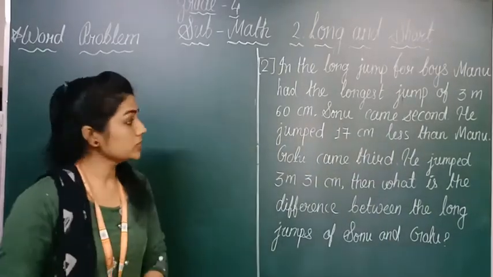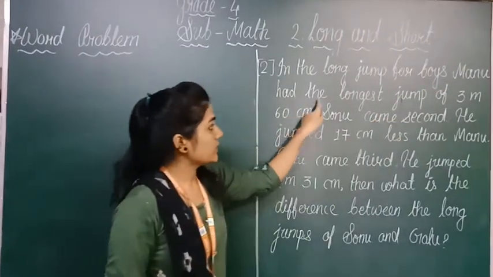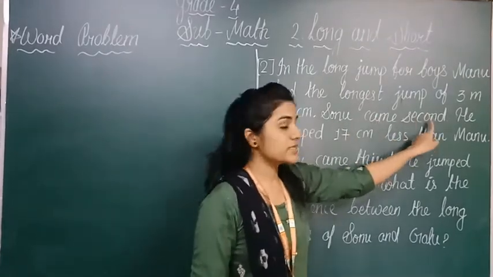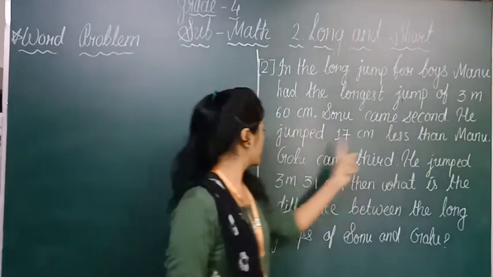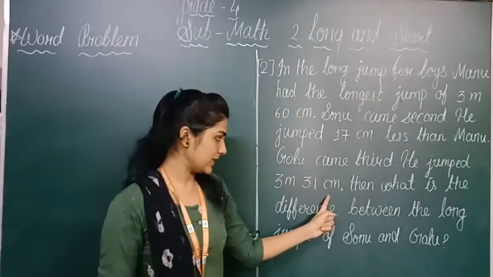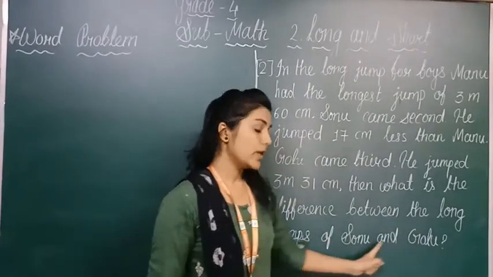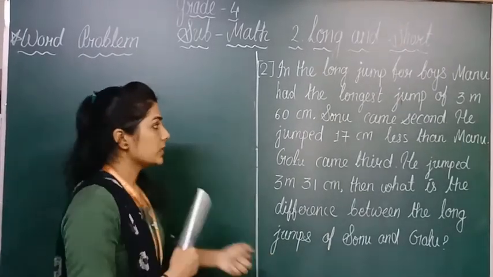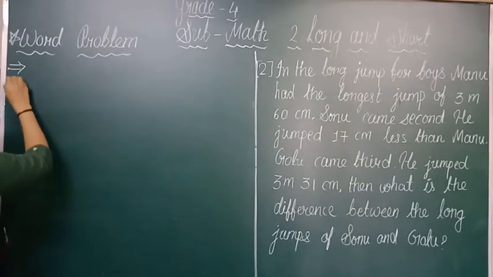Okay, in this question, again I am repeating, in the long jump for boys, Manu had the longest jump of 3 meter and 60 centimeter. Sonu came second. He jumped 17 centimeter less than Manu. Golu came third. He jumped 3 meter 31 centimeter. Then what is the difference between the long jumps of Sonu and Golu? This kind of sums we have already solved in the previous exercise, right? So here we are doing this sum.